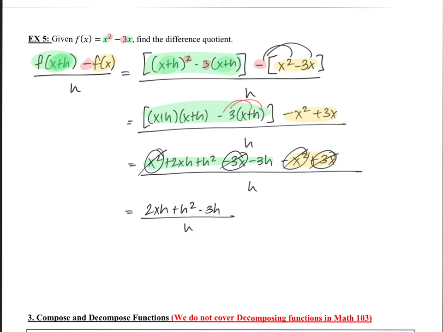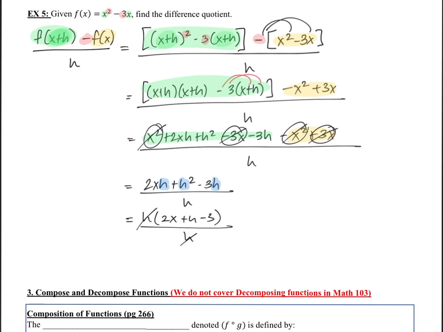Now notice, in the numerator they all contain h, which means we can factor it out. So factoring out that h, we are left with this, and then we can cancel the h's, which means our final answer comes out to 2x plus h minus 3, which we cannot simplify. And that is our answer.